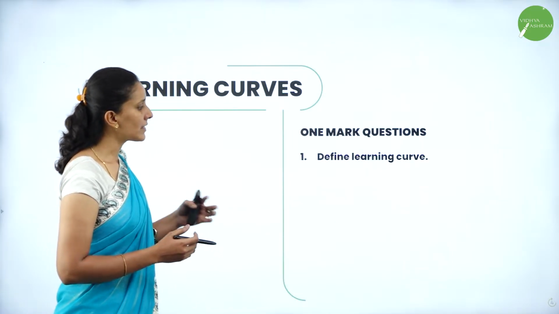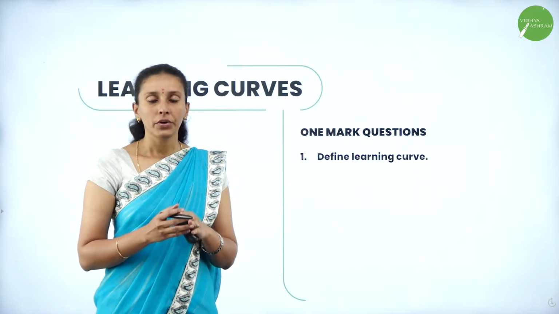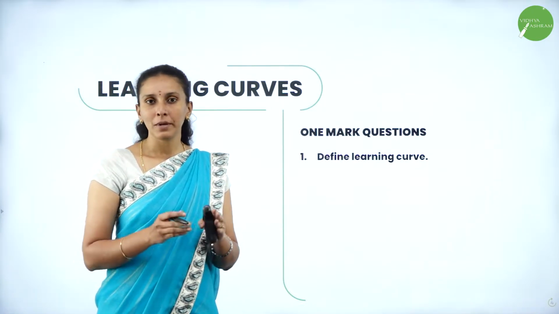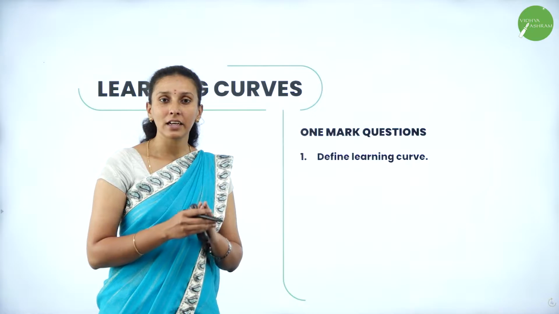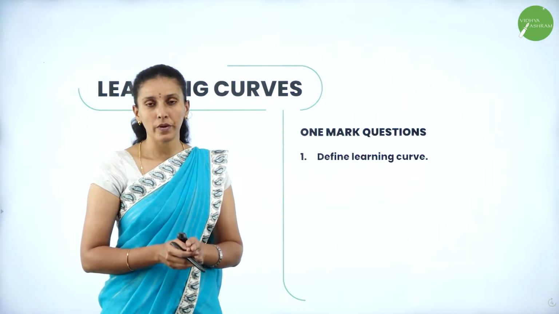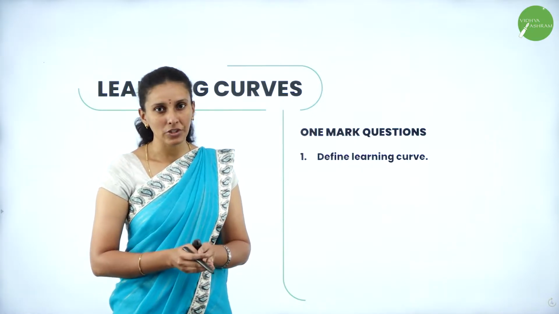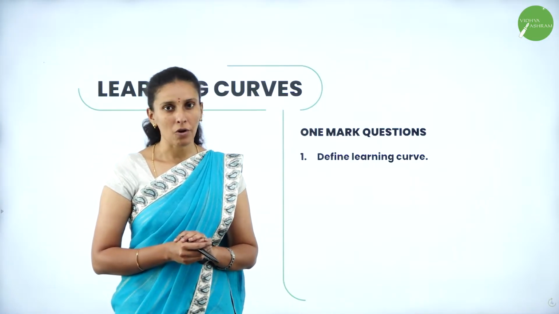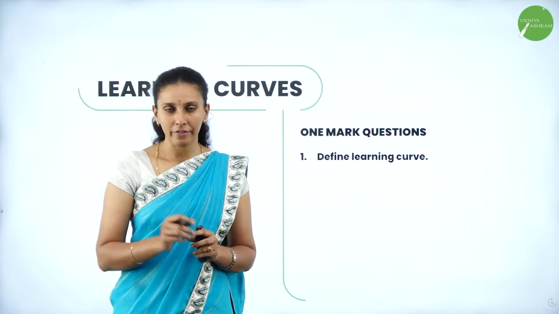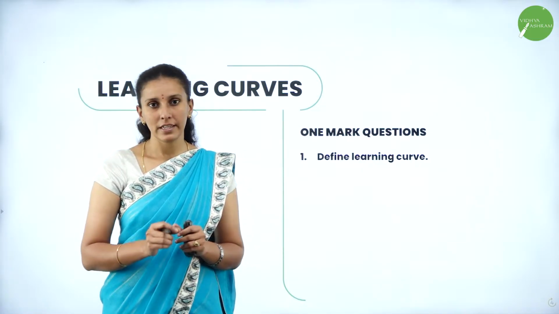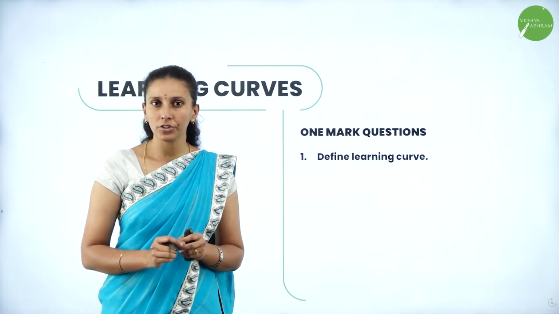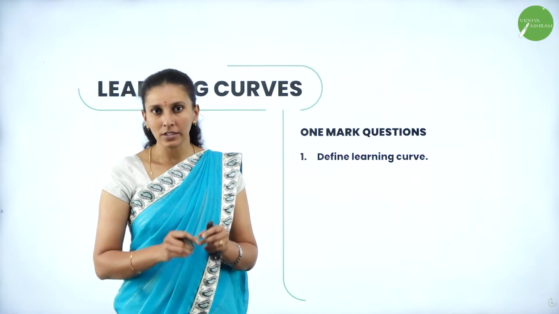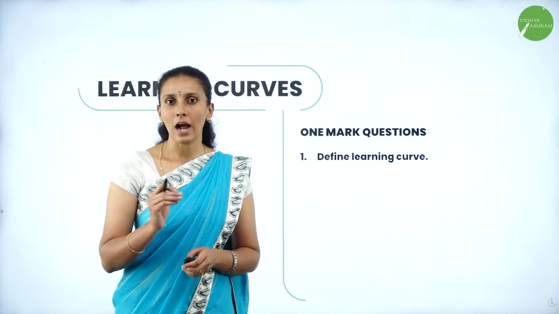First is the definition of learning curve. You need to write the definition of a learning curve in a proper way. So what do you mean by learning curve? A learning curve is a curvilinear relation between the decrease in average labor hours to the increase in total output. So you need to write the definition, that is, the learning curve is the curvilinear relationship between the decrease in average labor hours to the increase in total output.